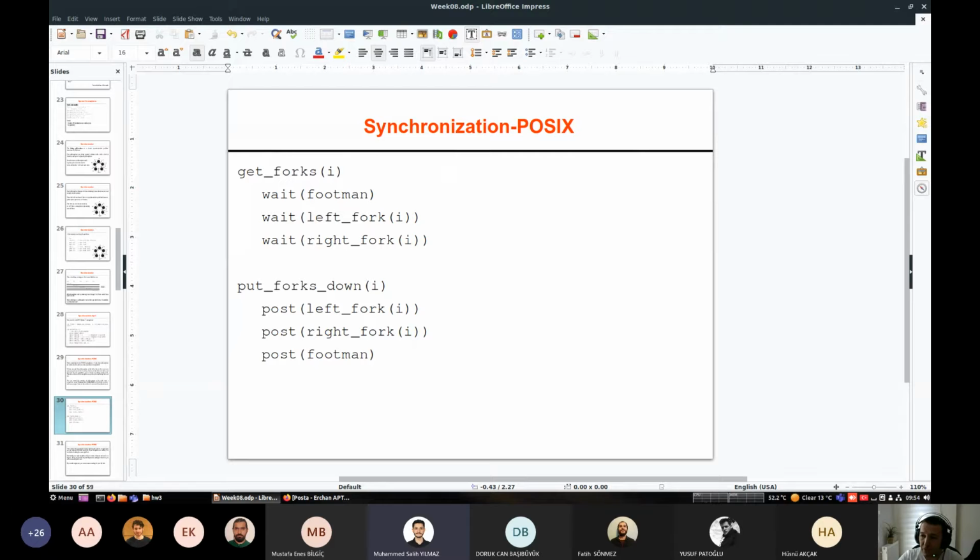Okay, I see. Only 4 of them will be able to compete. And since we have 4 processes competing for 5 forks, that means at least one of them, maybe 2, at least one will be able to definitely get 2 forks, since we have 5 for 4 processes.